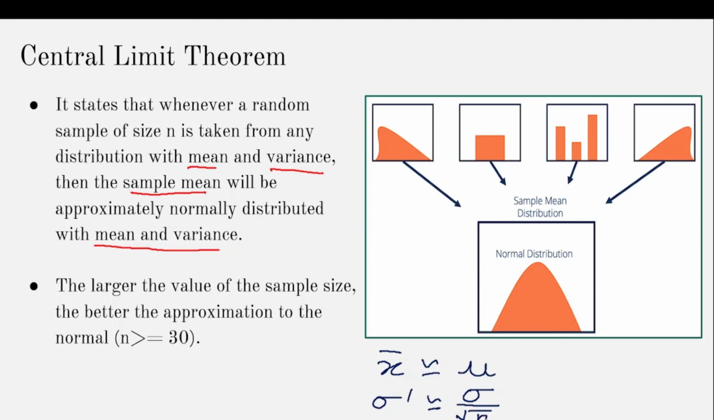the square root of n. Another important point is that the larger the sample size n, the better the approximation to the normal distribution. Ideally, for the central limit theorem, the value of n, that is the number of data points in each sample, must be greater than or equal to 30. So that was all about the central limit theorem. I hope you understood the concept.